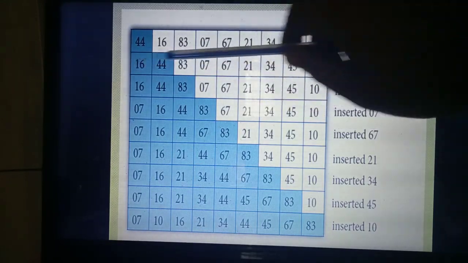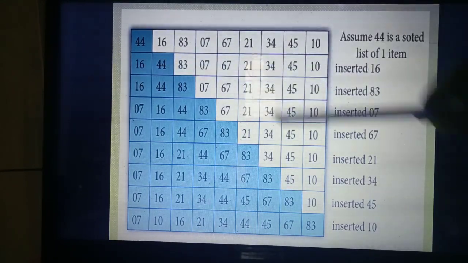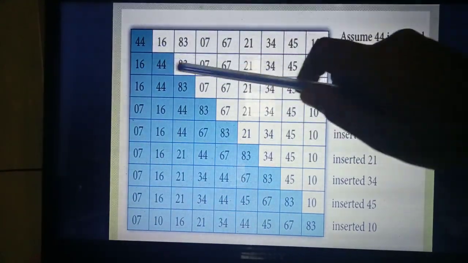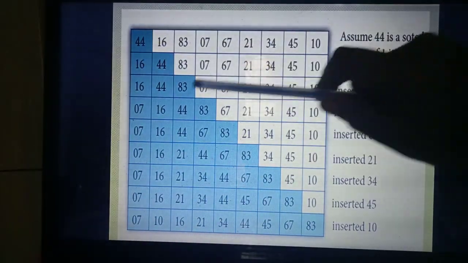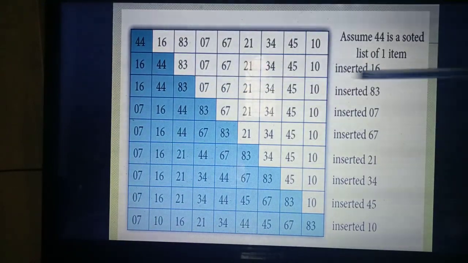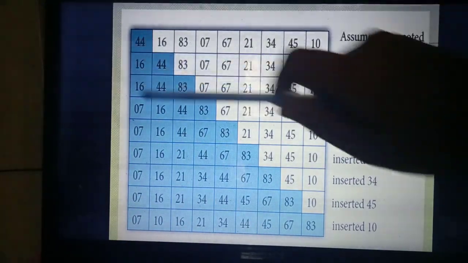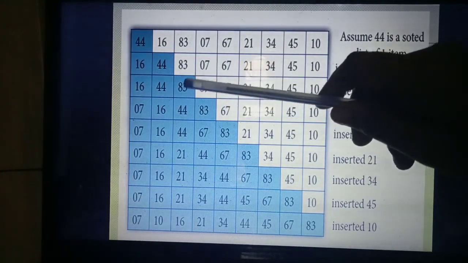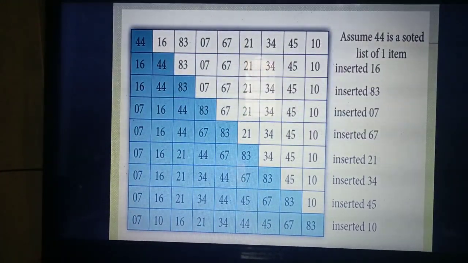Then you need to compare the third. Likewise, step by step you need to come. Compare the three: 16, 44, 83. Now, in the third position, which element are we inserting? 83. So it is already sorted. Isn't it? 16, 44 is already in order. So no need to sort.